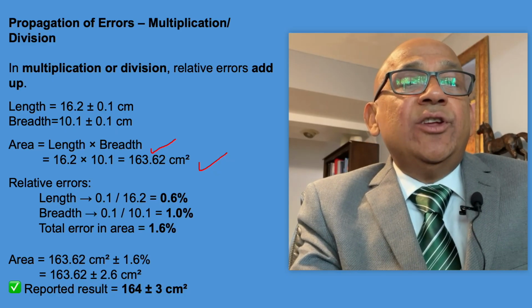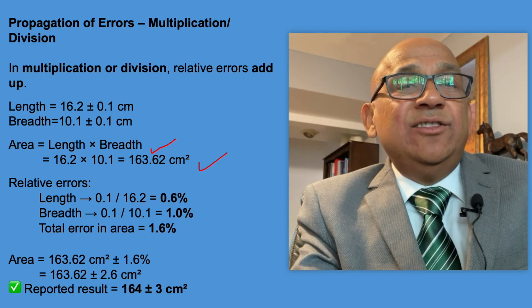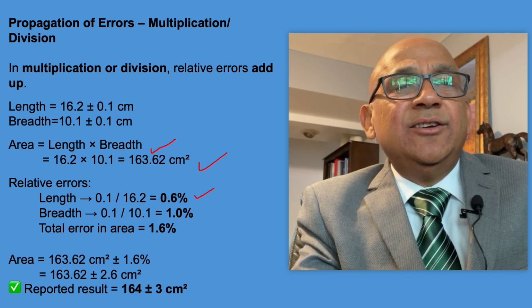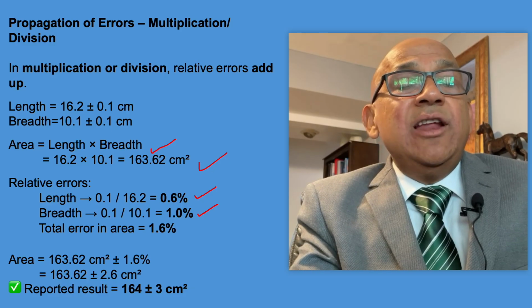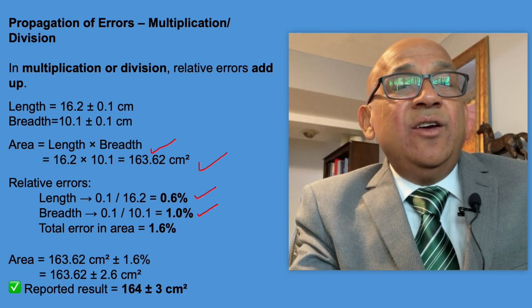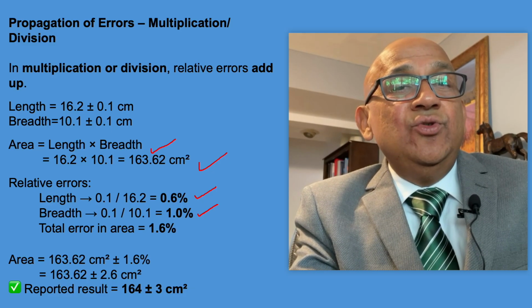Now let us look into the relative errors. In the case of length, relative error is 0.6%. In the case of breadth, relative error is 1%. Again, simply you are dividing 0.1 by 10.1 and it comes out to be 1%. So the total error in the area will be the addition of these two relative errors, so it will have an error of 1.6%.